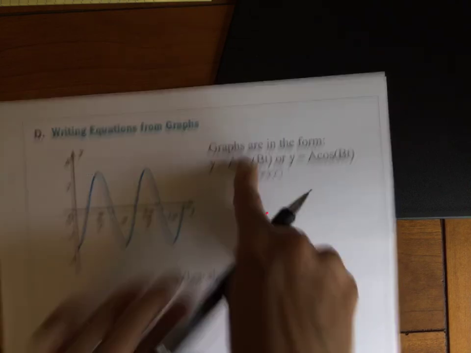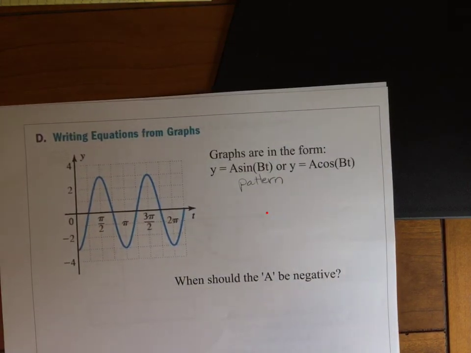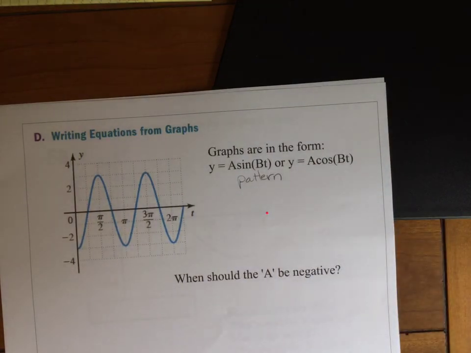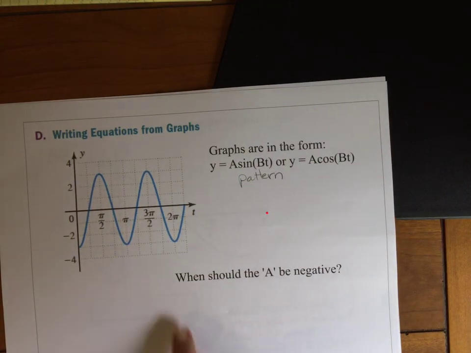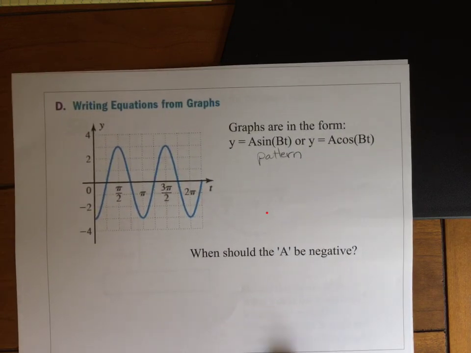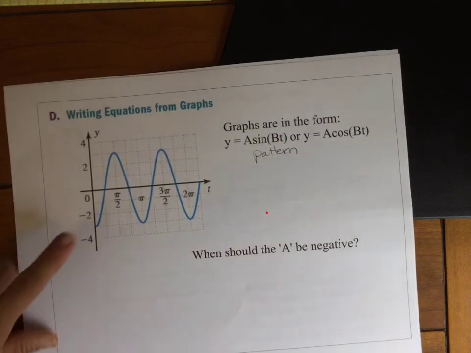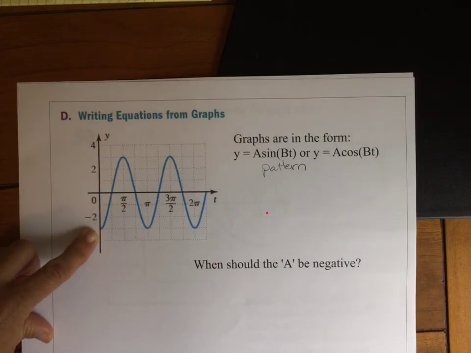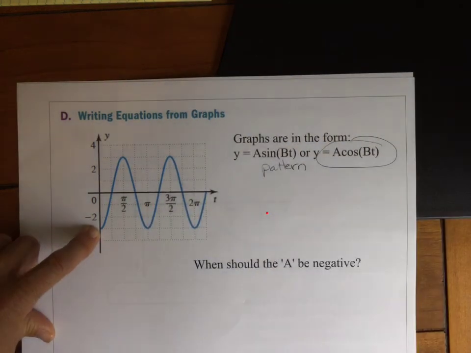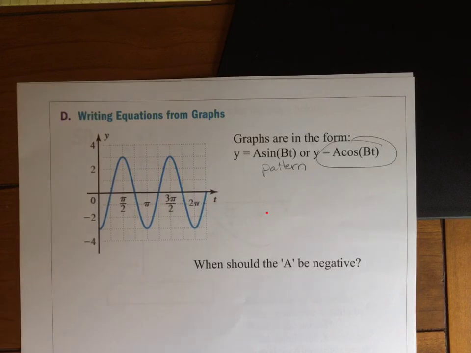So remember, sine graphs always start at a 0. Cosine graphs always start at a max, or it could be a minimum. A clue on when the a should be negative is that it's negative when it's reflected. So what am I starting at here? I'm starting at a negative, not at a 0. So this is going to be cosine. That's how I'm going to write it.